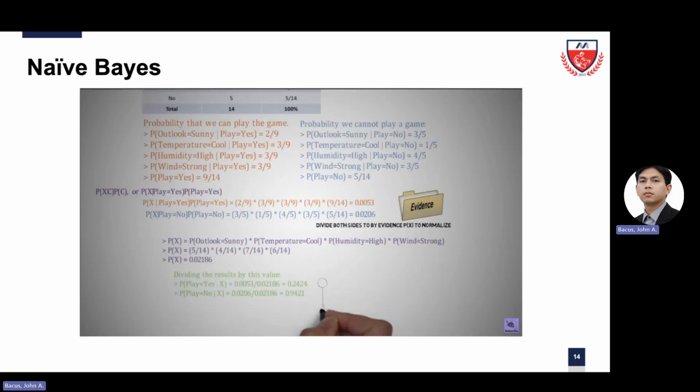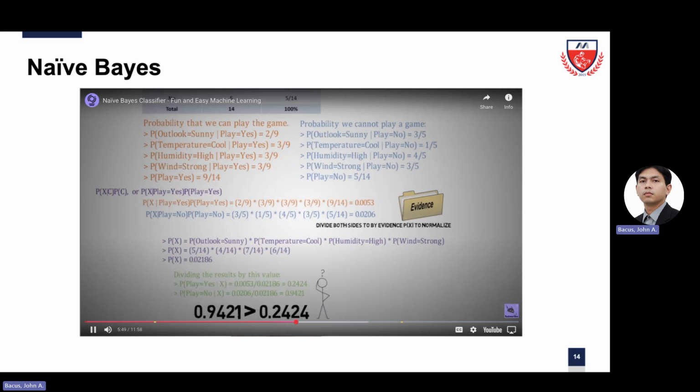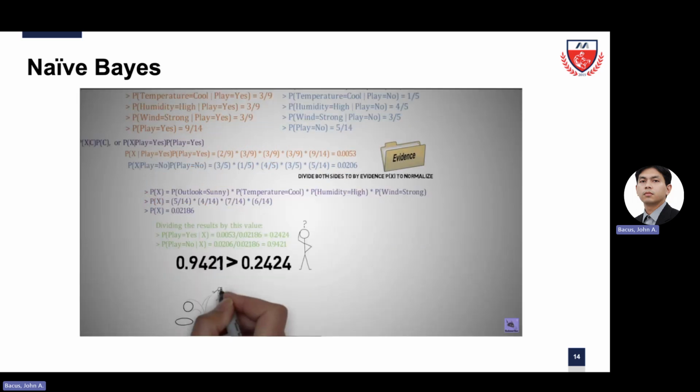So given the probabilities, can we play the game or not? To do this, we look at both probabilities and see which one has the highest value, and that is our answer. And therefore, since 0.9421 is greater than 0.2424, the answer is no, we cannot play golf today.